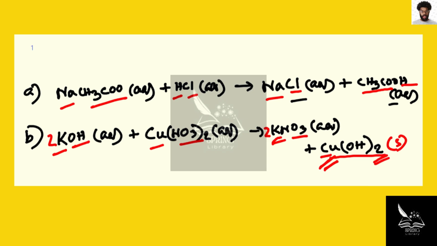Now if we look at all of them one more time, we have two potassium here and two potassium here. We have two hydroxide here, one copper, and then two nitrate, two nitrate. So this is our balanced equation for this reaction, and we have one solid precipitate formed.